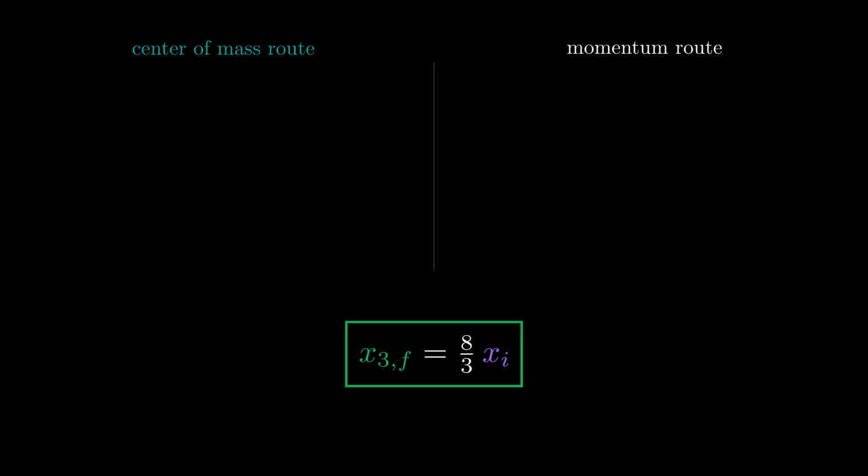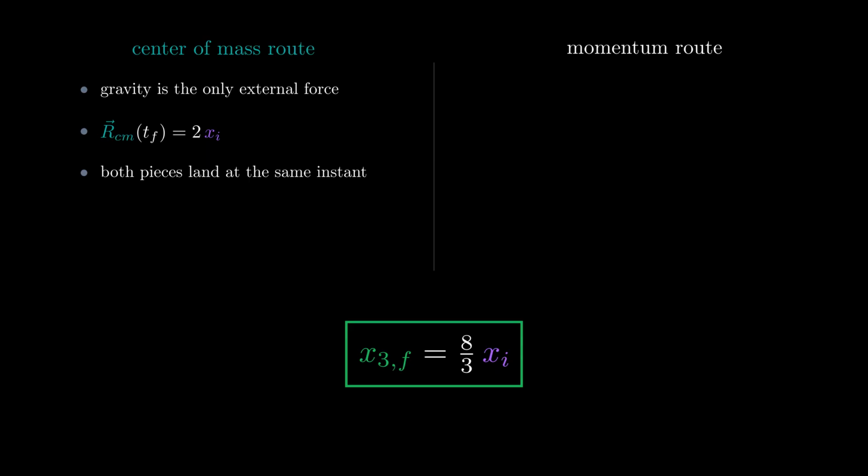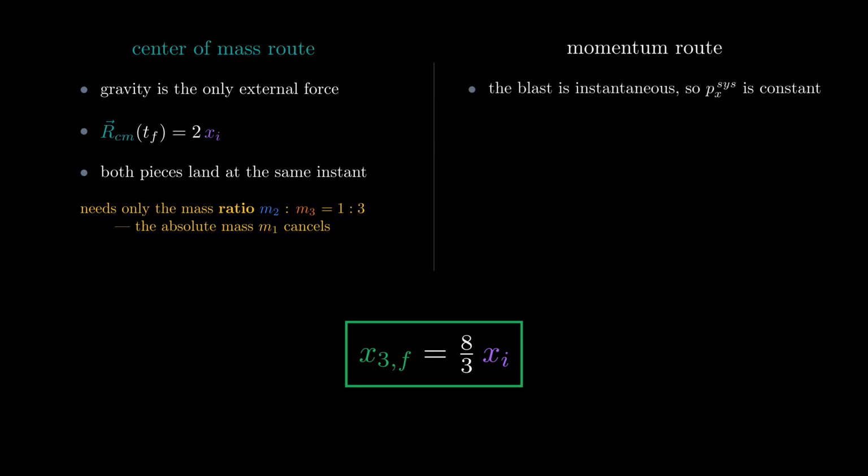The roads are not equally cheap. The center of mass route rested on three facts. Gravity is the sole external force, the parabola is symmetric, and both pieces land at the same instant. It never asked how fast anything was moving, and it never needed the actual mass, only the ratio of the pieces. The momentum route caused far more algebra, but it paid for that with information the first route simply cannot give, the actual velocities of the fragments.